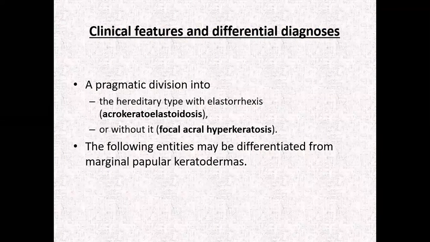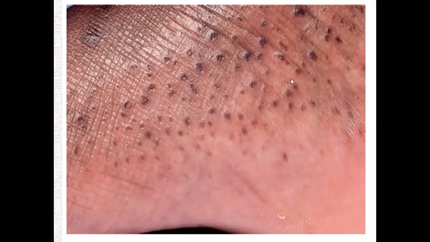The pragmatic division is into a hereditary type. The hereditary type is characterized by elastorhexis, that is, disruption of elastic fibers, and is referred to as acrokeratoelastoidosis. While the other type, which is not associated with elastorhexis, is called focal acral hyperkeratosis, and it develops later on. So this kind of hyperkeratosis is seen at the marginal skin.